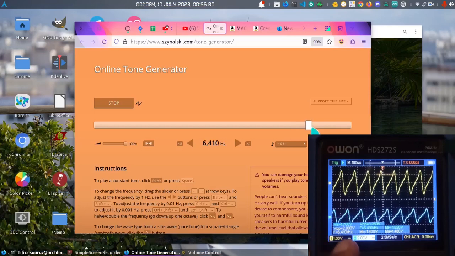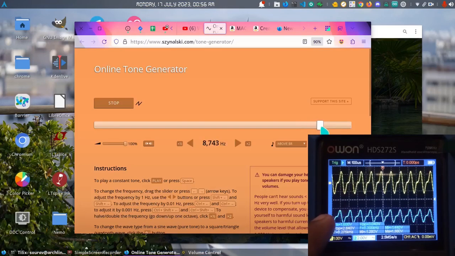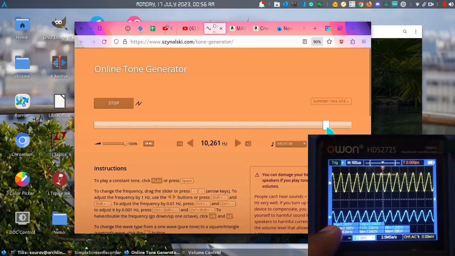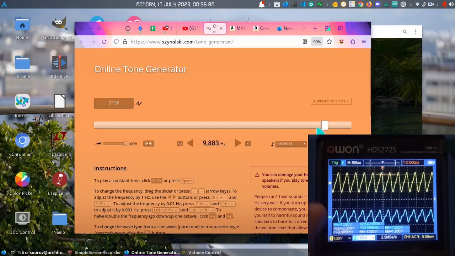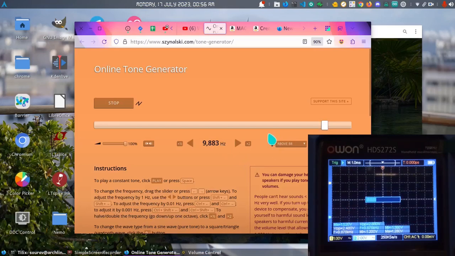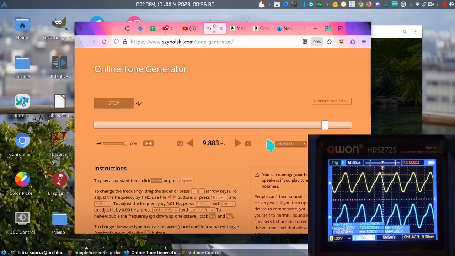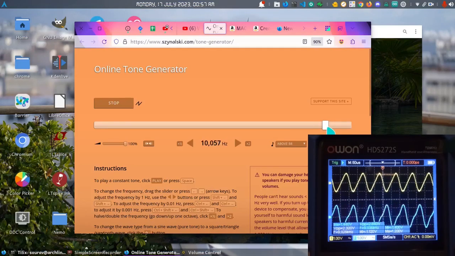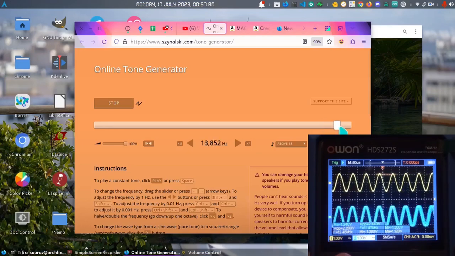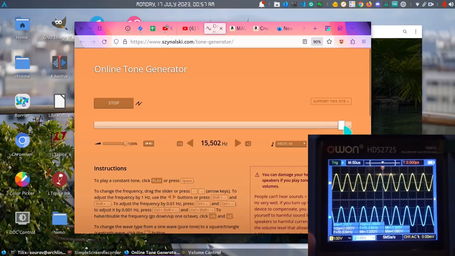Currently we are at 6410, and you can see they are trying to take the shape of the sine wave, and at even more frequency, at let's say 9883, we are getting close to a sine wave. And if we change the frequency again to something like 10,000 Hertz, we are currently at 10,083, you can see that we are getting close to the sine wave. And if we ramp it up further, we are getting a straight out sine wave.